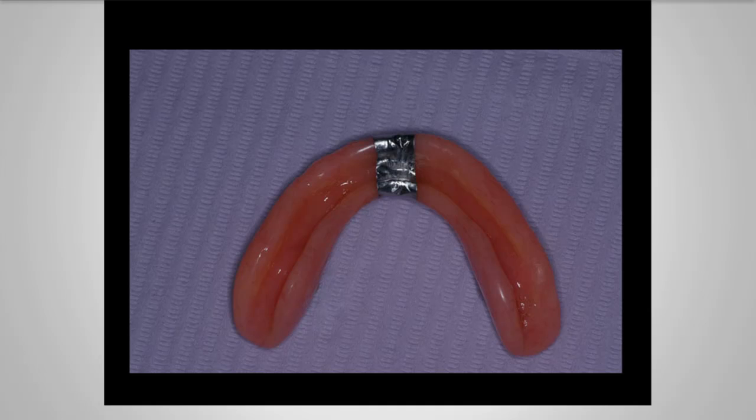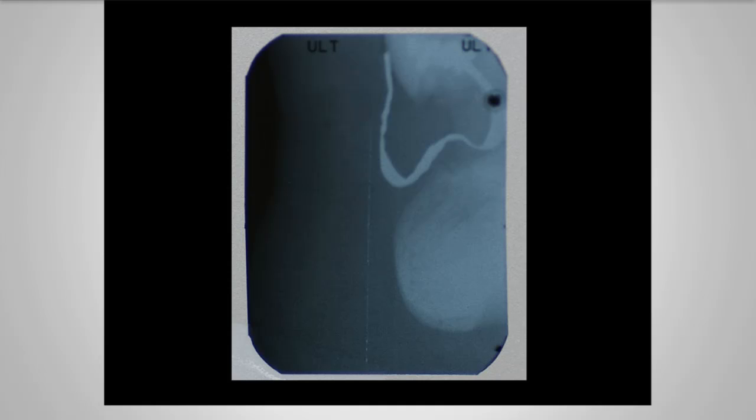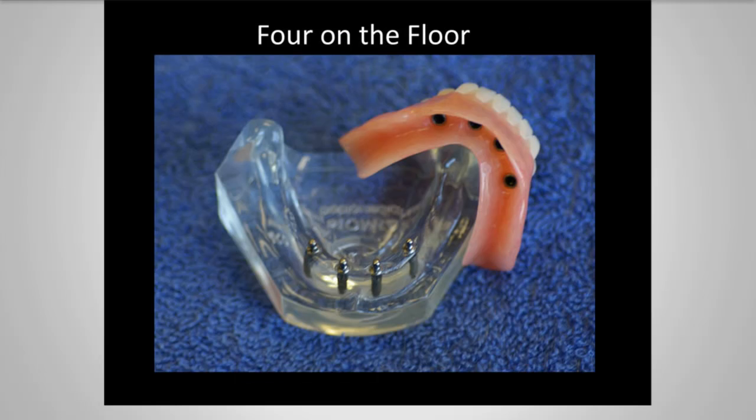During the consultation, we went ahead and took aluminum foil from a film, placed it on the internal aspect of the denture, and took a lateral extraoral film of this patient. Upon examination of this film, we can clearly identify where we need to place the small diameter implants. So we presented to the patient the situation of 4 on the floor, placing 4 small diameter implants anterior to the mental foramina in the lower ridge.